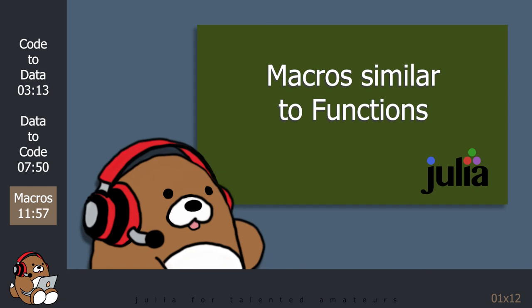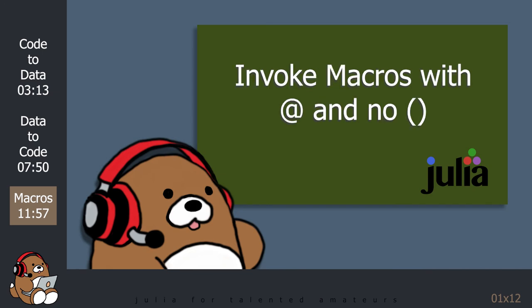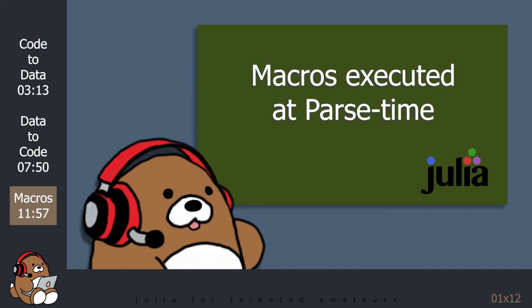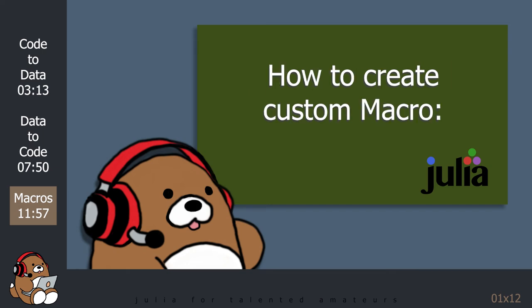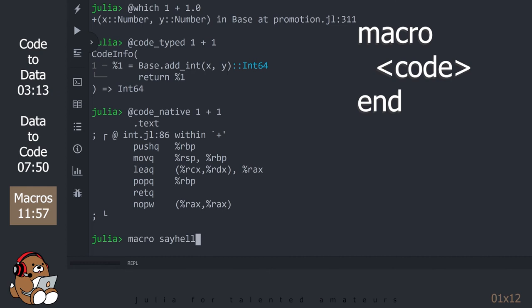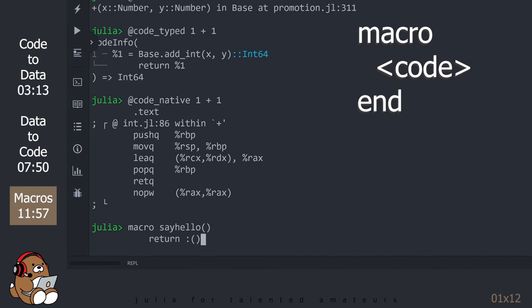On the surface, macros are like functions, but are invoked using the @ character and without parentheses. Unlike functions, macros execute when code is parsed, which gives you the opportunity to generate and include fragments of customized code before the full program is run. Let's take a look at how to create a custom macro. You can create a macro just like a function, except instead of using the function end block, you can use the macro end block.